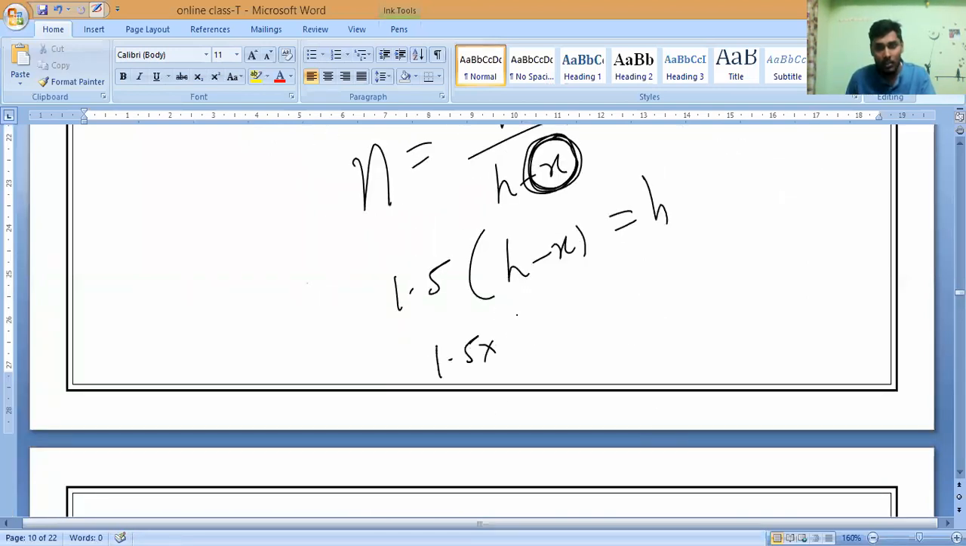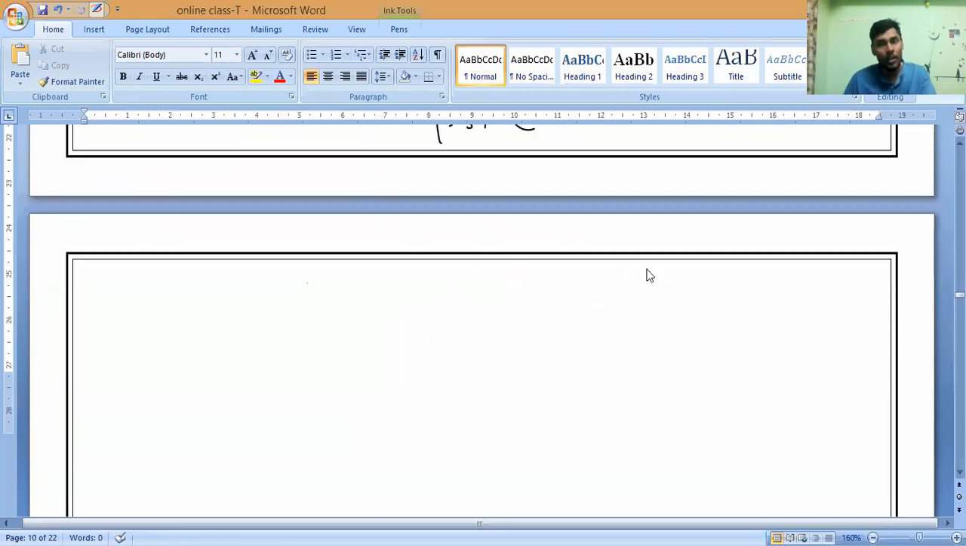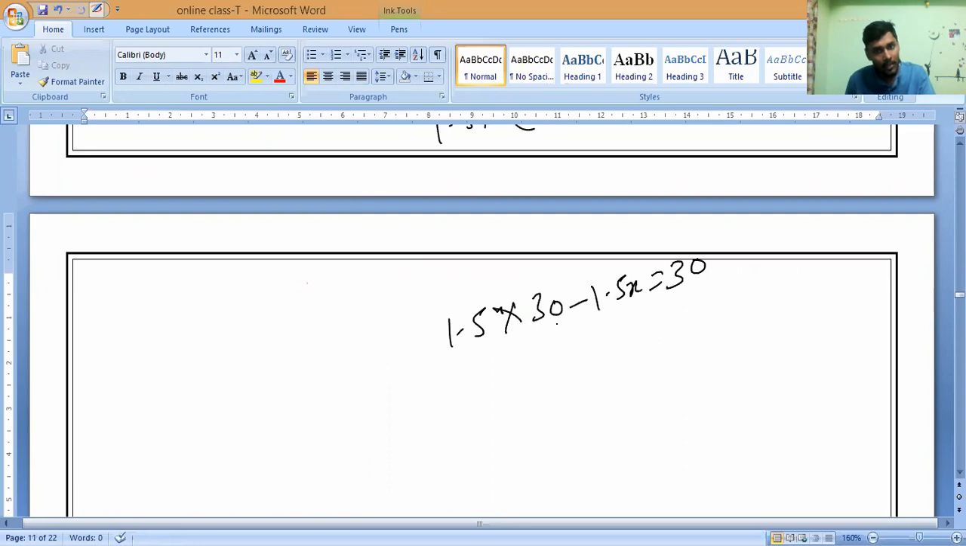So 1.5 into (30 minus x) is equal to 30. Now 1.5 into 30, minus 1.5x, is equal to 30. Is it yes or no, guys? Yes, please. So it will become what?